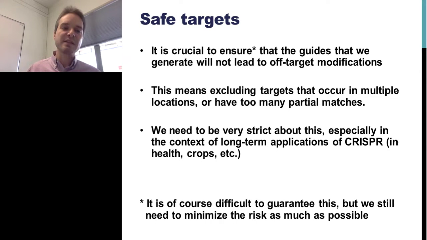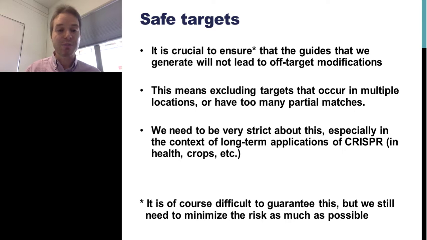The other aspect is the safety of the targets. Of course, we want to knock out a gene. So we want to be efficient in knocking out that gene, but we also want to make sure that the guides that we generate are not going to make a modification somewhere else in the genome. Because otherwise, if we observe an interesting phenotype, we have no way to know if that phenotype is a result of the gene that we're knocking out, or if it's just a side effect of an unexpected modification somewhere else in the genome.